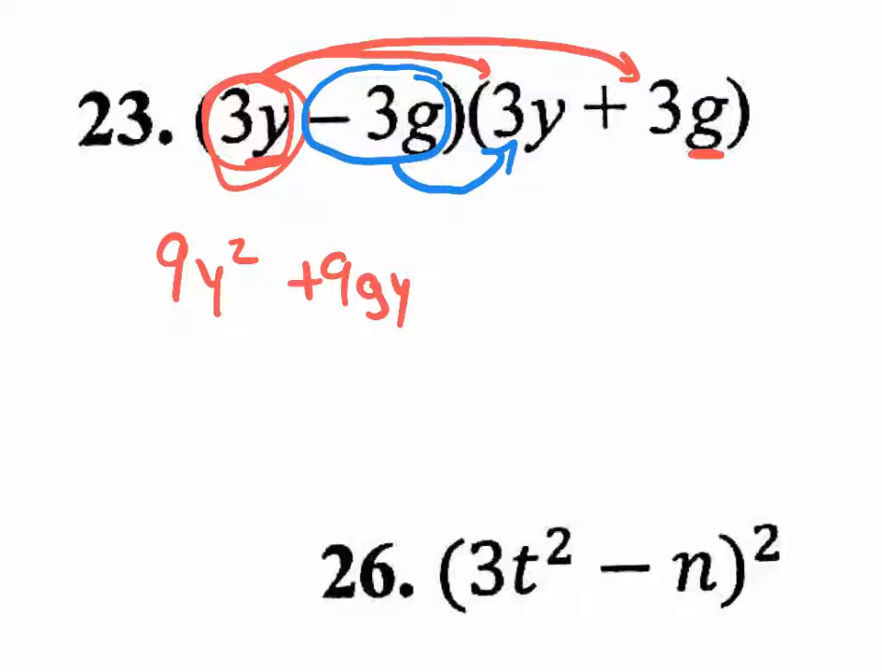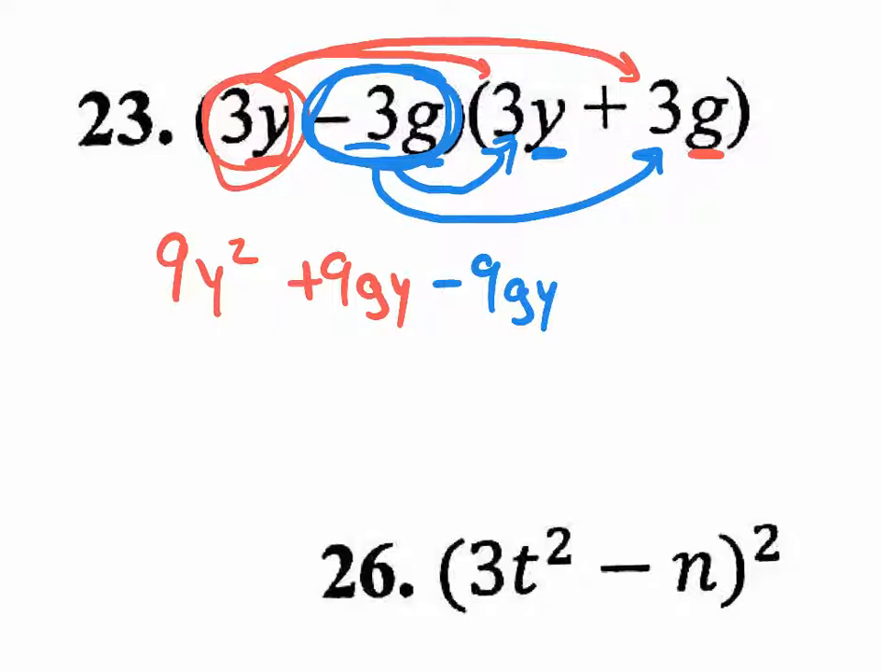Well, negative 3 times a positive 3 is a negative 9. And then the g times y, that's really just gy. And it's already in alphabetical order. So now we're going to distribute that negative 3g to the other term, negative 3g times positive 3g. So negative 3 times positive 3 is negative 9. G times g is g squared.